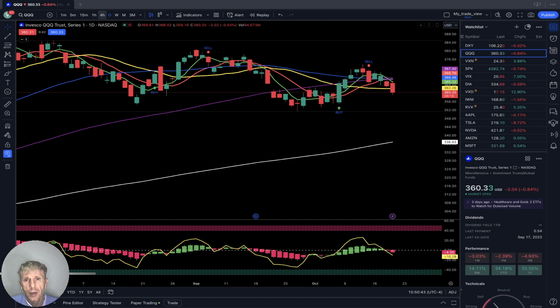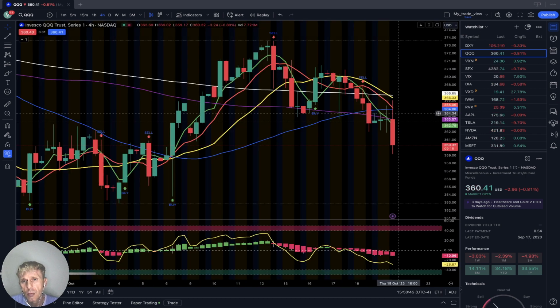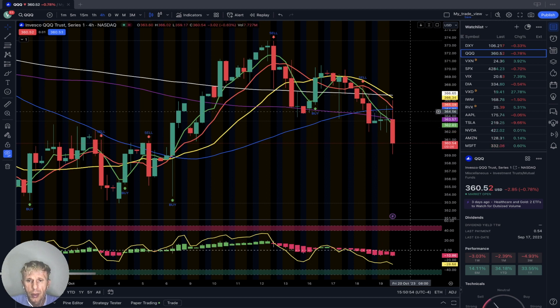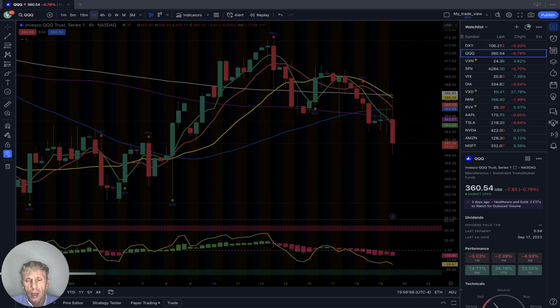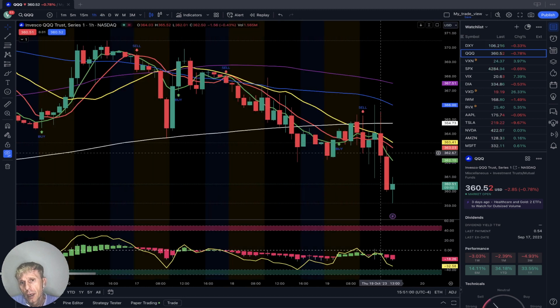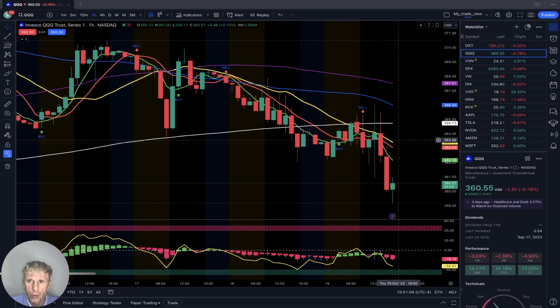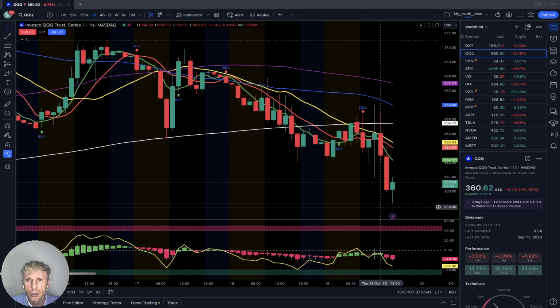4 hours time frame, same trend, bearish, right? Even SMA 20 did bearish crossover over 200, last bar closed below all moving averages, bearish trend on all indicators. 1 hour time frame, same, SMA 20 did bearish crossover over 200, last bar below all moving averages, bearish trend.